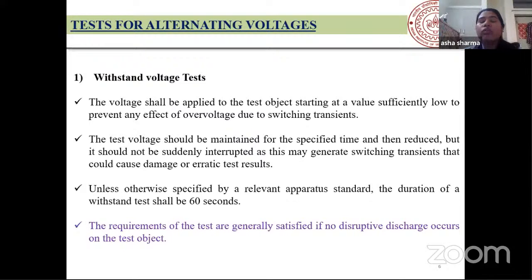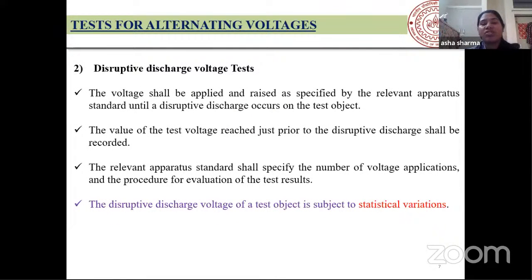If for that 1 minute it sustains that voltage, it means the insulating unit has passed the withstand voltage. This means there is no disruptive discharge occurring within that 1 minute.